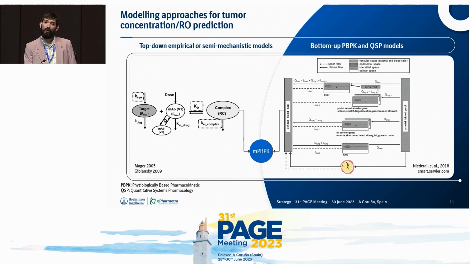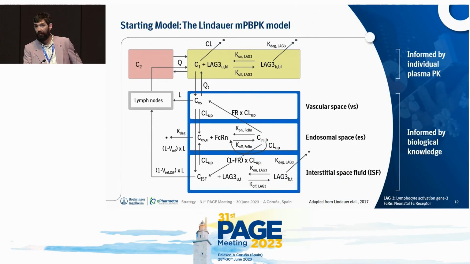Our base model, our starting model, was a minimal PBPK model called the Lindauer minimal PBPK model, which you see depicted here. The top depicts the plasma pharmacokinetics as a classical two-compartmental model informed by individual plasma PK from the patients in our study, and the bottom part is informed by biological knowledge, where we try to describe the tumor in its different subspaces using the neonatal Fc receptor rescue mechanism from endosomal clearance, using lymph flows, and so on and so forth.